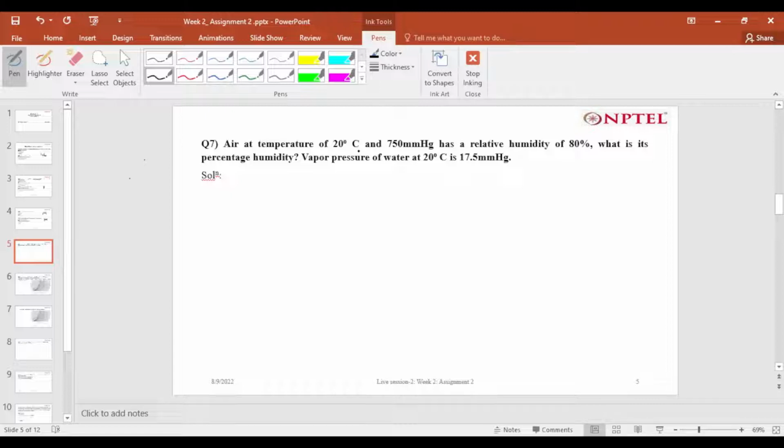Also given RH is 0.8%. Now calculate the percentage humidity. To calculate the percentage humidity, the formula is humidity at saturation into 100 degrees Celsius.